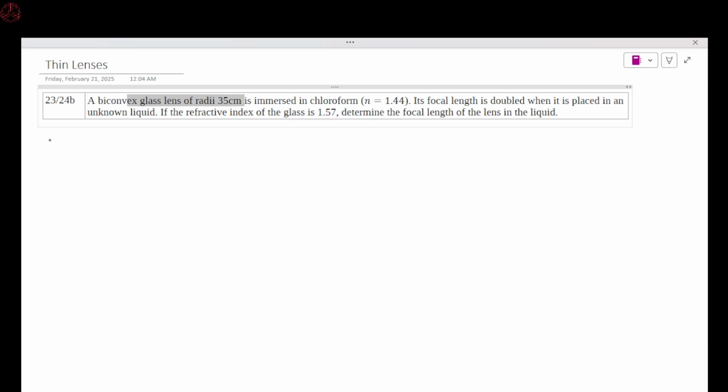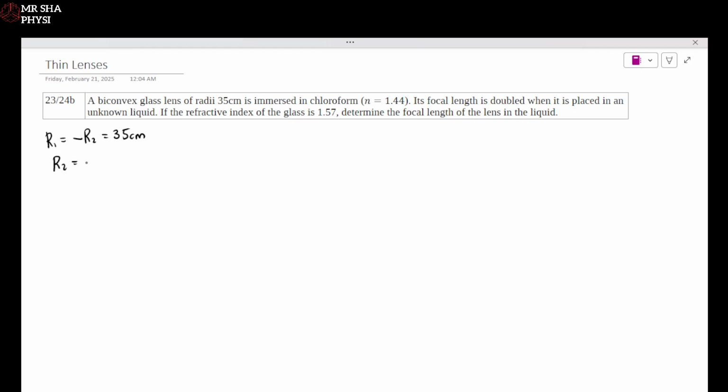So I know my values of R1 is equal to negative R2, which is 35 centimeters. Then of course my R2 is just negative 35 centimeters, and I know this because if I were to draw a biconvex lens, biconvex means that if I look at it from the front, it is a convex lens, and then if I look at it from the back, it is also a convex lens.